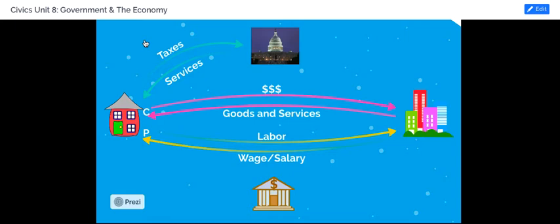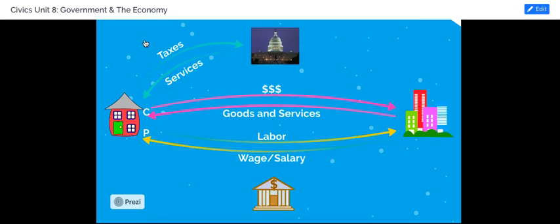This could be public schools. This could be roads that don't have gigantic potholes in them. This could be the United States Armed Services, so any of our 6 branches of the military. So that's taxes versus services.